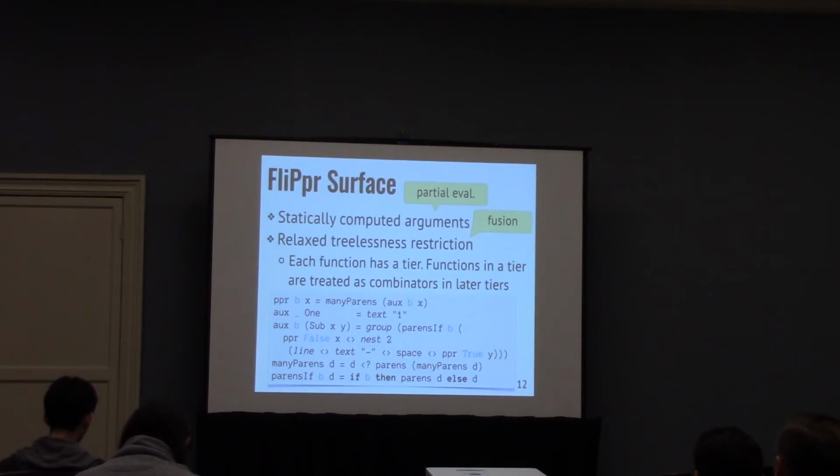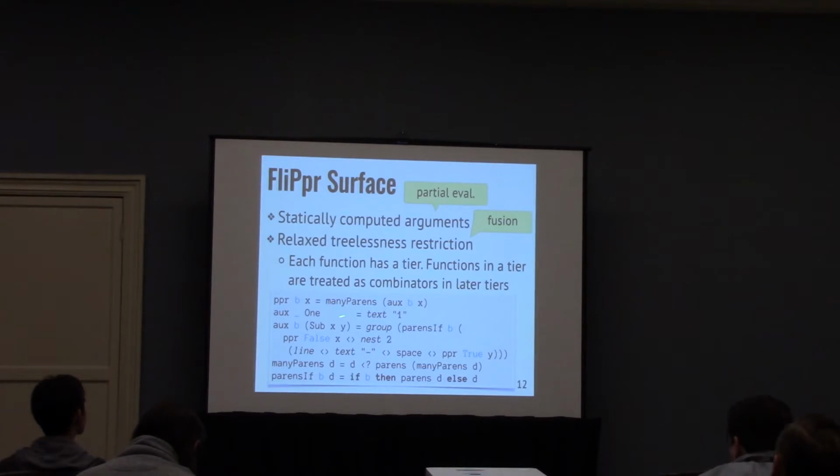So the Flipper system comes with a surface language. In Flipper's surface language, each function can have statically computed arguments, and so the treeless restriction is now relaxed. Each function has a tier, and a function in a lower tier can be treated as a primitive in a higher tier. But please do not read this, because we do not use the surface language in this embedding. Anyway, what is important here is that the treeless restriction is indeed relaxed.